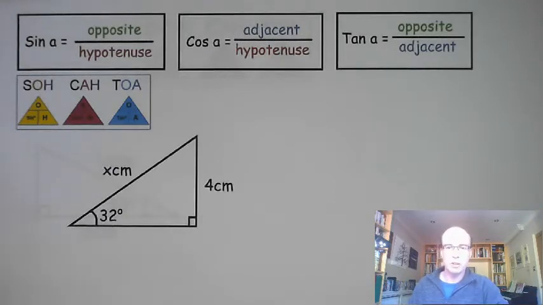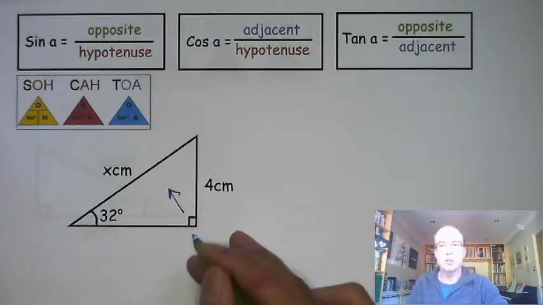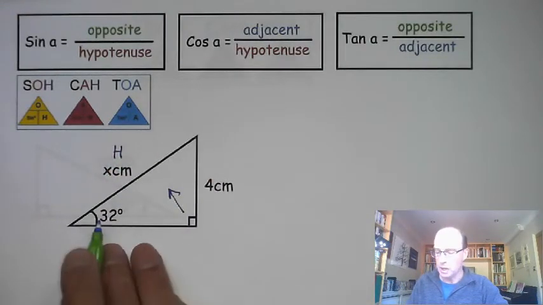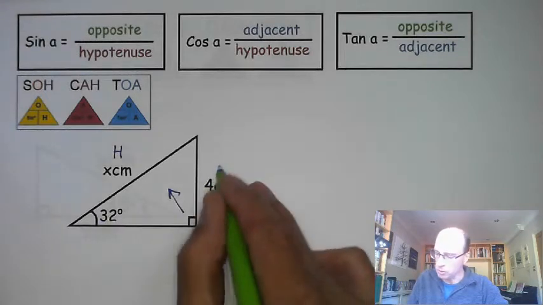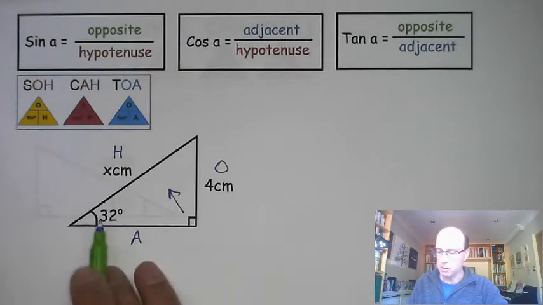Okay, but first thing first, we're going to go through the same steps. We are going to label up the sides of our triangle. So we've got our hypotenuse, the angle that is opposite to the 32 degrees is going to be my opposite, and the third side is my adjacent next to my angle of 32 degrees.